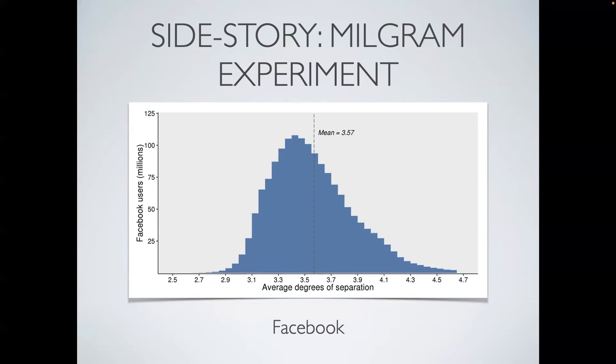So this means that basically, on average, if you take a random person in the world, you know someone who knows someone who knows someone who knows that person. So we are pretty close to each other, basically.